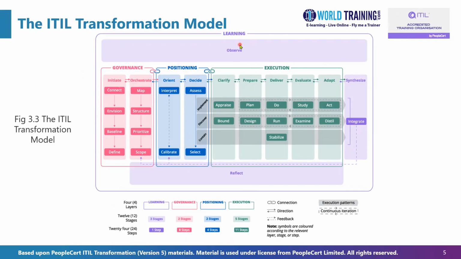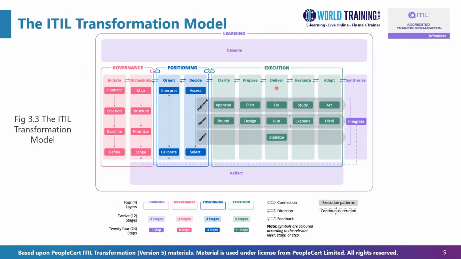Whereas the other stages in the learning layer, observe and reflect, do not have any specific steps within them. So therefore, every layer has a few stages which do not appear in any other layers. And every stage has some steps which do not appear in any other stages. So there is no repetition of any stage or step or layer.